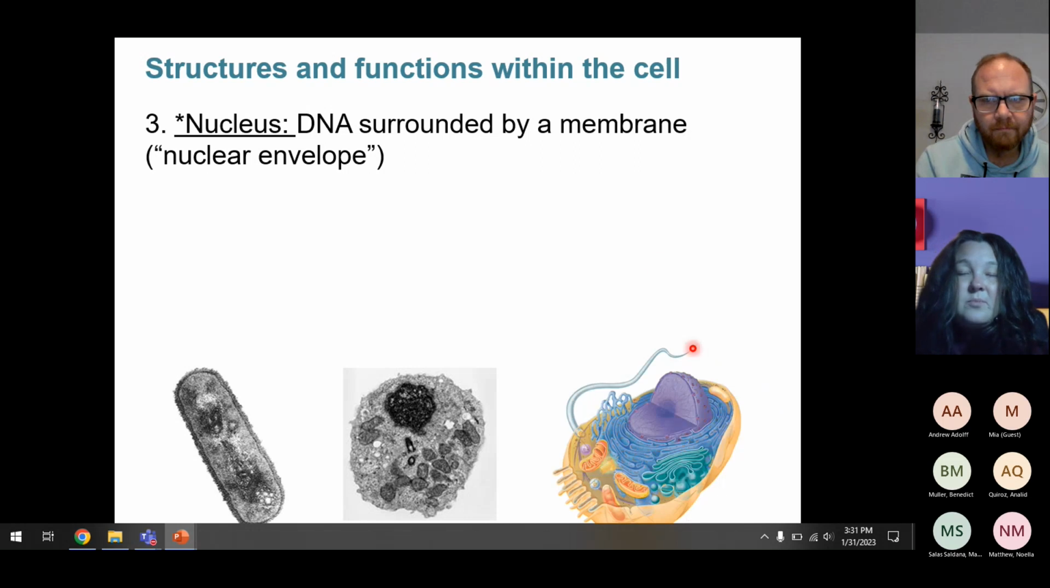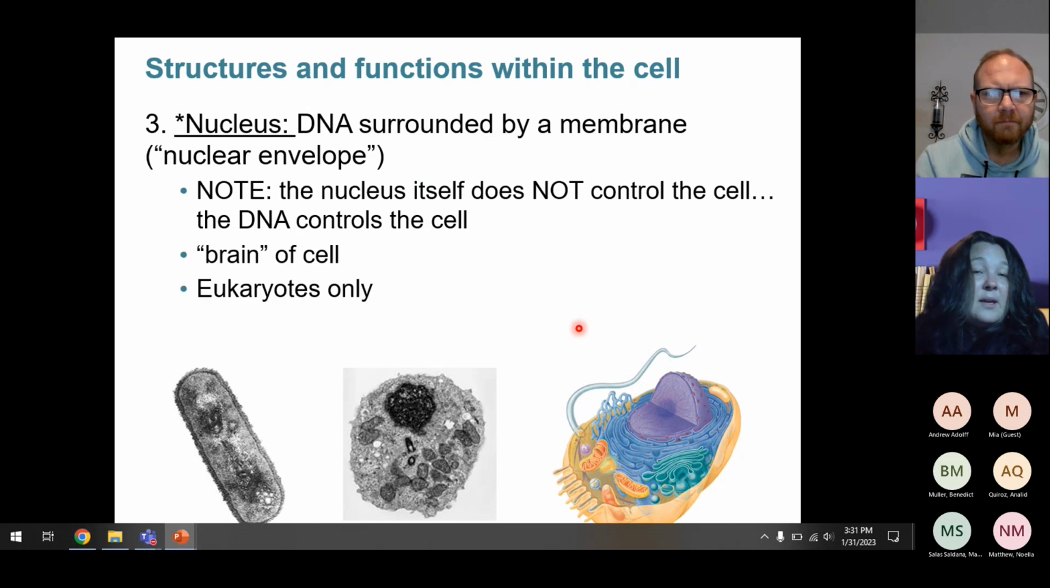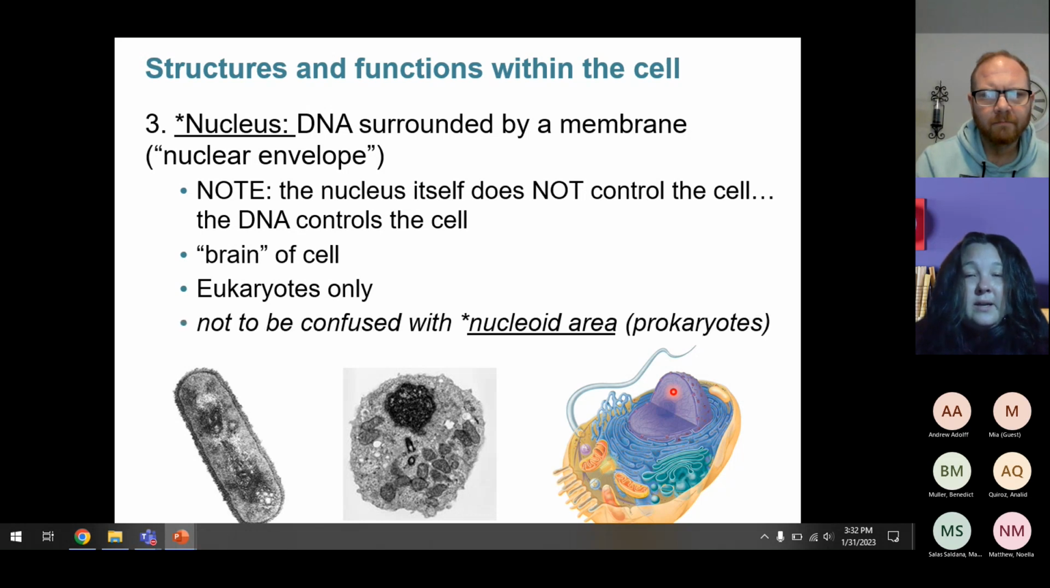Let me turn this into a laser pointer again. So a nucleus is DNA surrounded by a membrane. You can see here we have the nuclear membrane, and there's a cutaway revealing the DNA inside. The nuclear membrane is sometimes called the nuclear envelope. Remember, hopefully you remember from chapter 3, the nucleus does not control the cell. The DNA that is within the nucleus controls the cell. So you can call this the brain of the cell, but it's actually the DNA that does the controlling of the cell. And remember, a nucleus is only in eukaryotes.